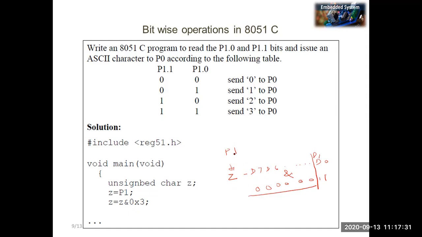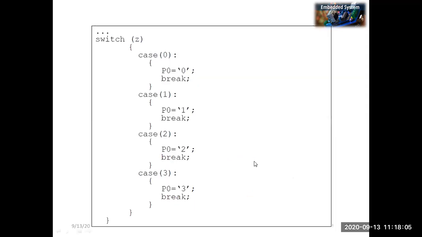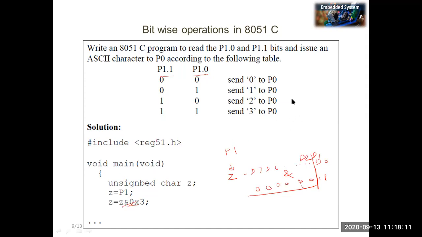ओके, म्हणजे पोर्ट 1 मधला जो का डेटा मी झेड मध्ये रीड करून घेतलेला आहे त्यापैकी फक्त d0 आणि d1 बिट्स वी आर ऑफ इंटरेस्ट, कारण आपल्याला P1.0 इथं पोर्ट 1 चा बिट नंबर 0 आणि बिट नंबर 1 प्रमाणे we are going to send ASCII code of 0 1 2 or 3 to port 0. Okay, so we are masking remaining bits from d2 to d7, and we are keeping d0 and d1 bits as they are available in z. So for that I am doing this operation. Okay, so now what is available in z? It could be either 0.